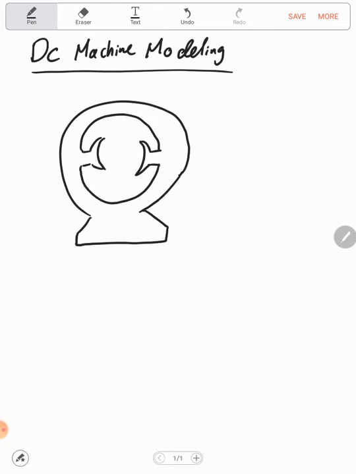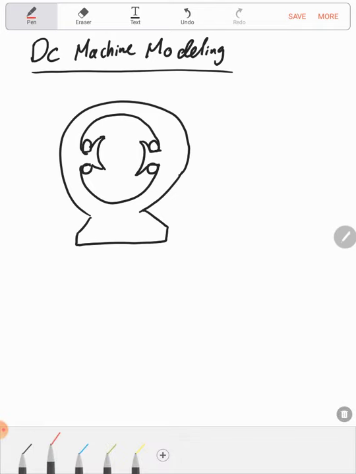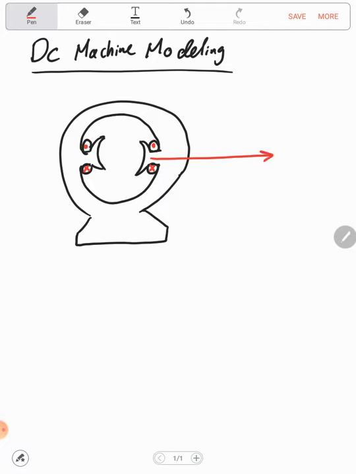And we're having windings fixed or placed on the pole. And let's assume that this is the sense of the current. Here is out, here is in, here is out, here is in. So according to the right hand rule, this will be the direction of the flux.